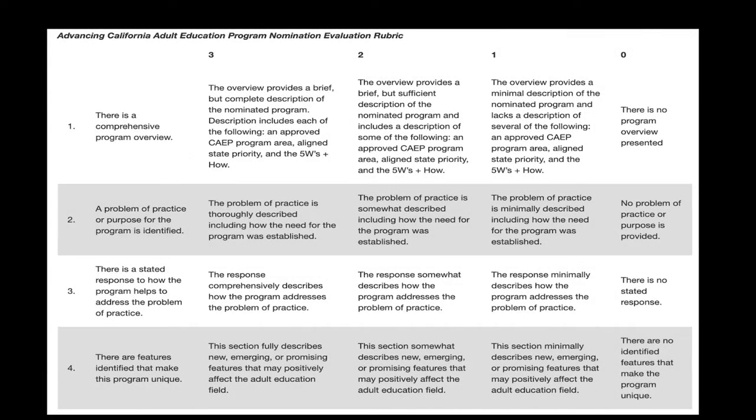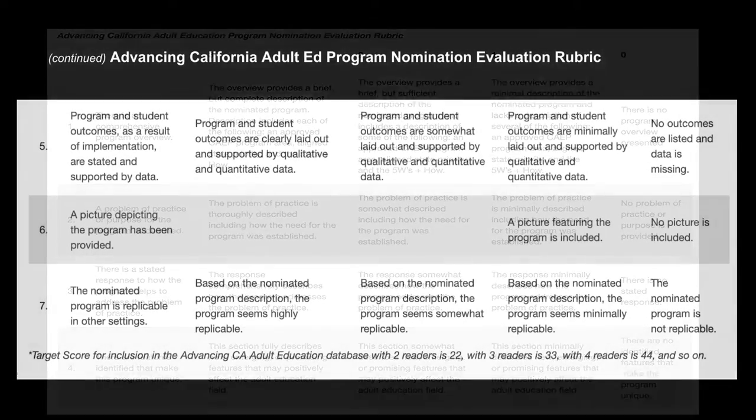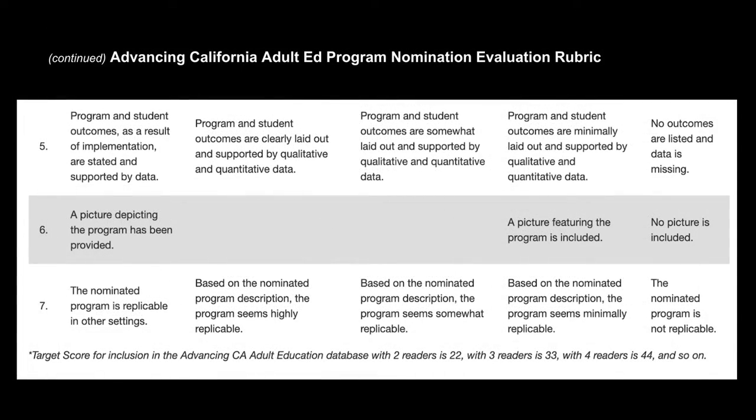Before I begin with those pieces, let's take a look at the rubric. The rubric has 7 criteria areas. The first one being comprehensive program overview, problem or practice purpose for the nominated program, response to help address the problem or practice, features that make the program unique, program/student outcomes as a result of implementation as stated and supported by data, picture/video depicting the program, and replicable program in other settings.